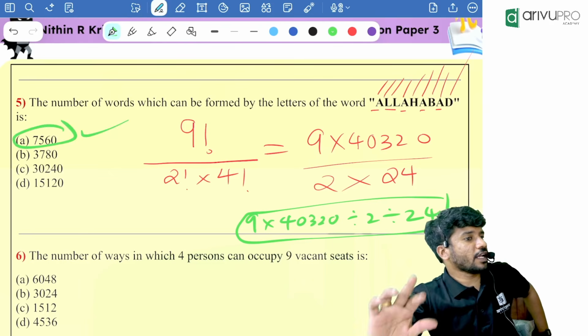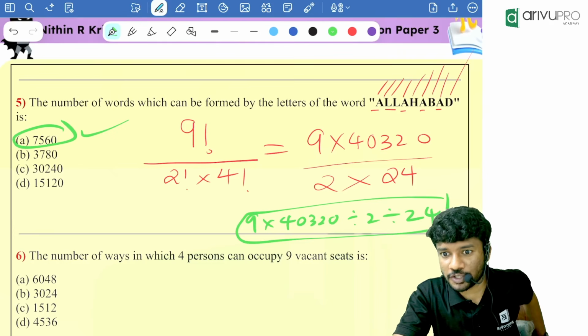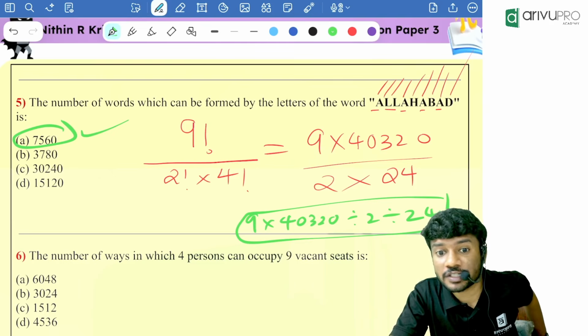7560. Well and good, people. I hope everyone understood the usage of permutation also. How many number of ways? That is the basic thing at the end of the day.